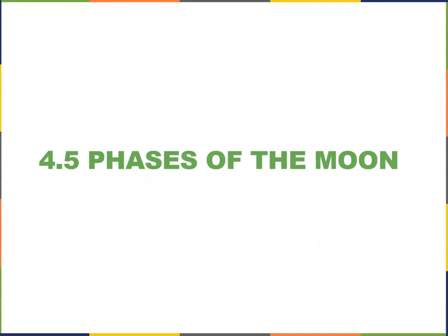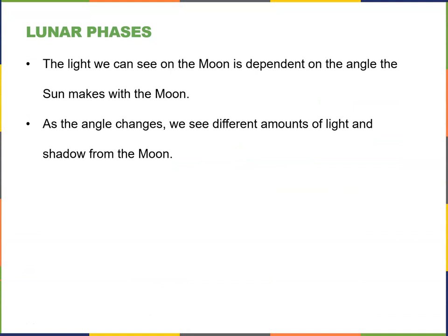Our next section is on the phases of the moon. The amount of the moon that is illuminated depends on the angle between the moon and the sun. As the angle changes, we see different amounts of light on the moon.